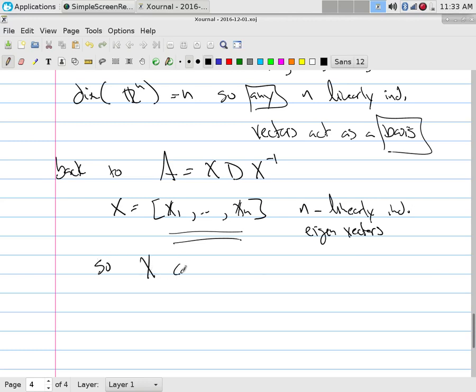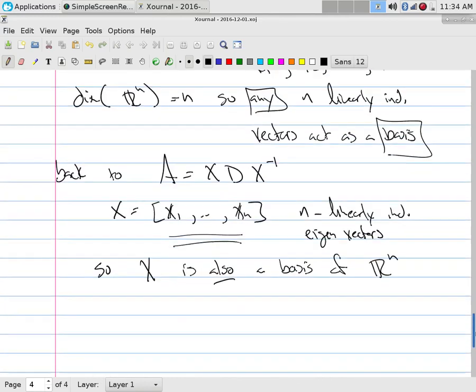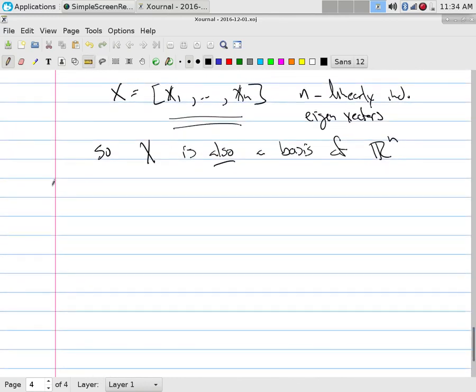So X is also a basis of Rn. What are some other stuff that we know?